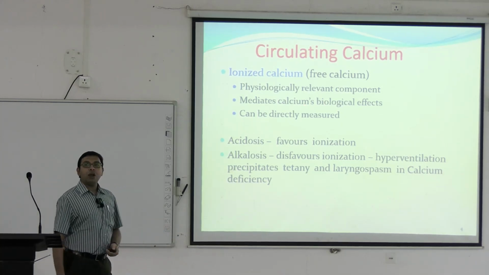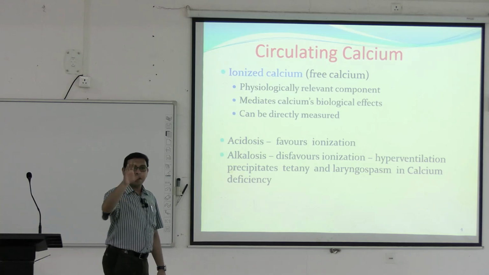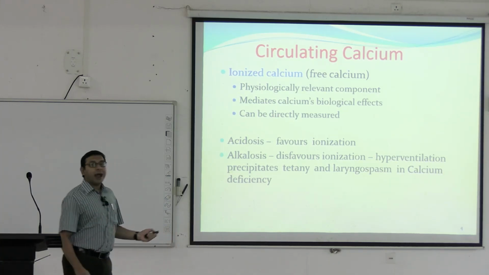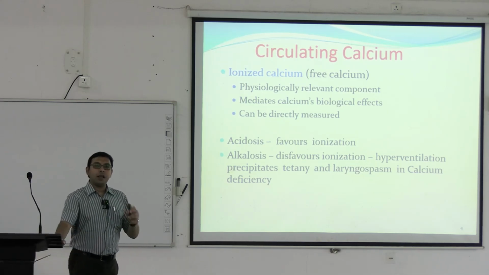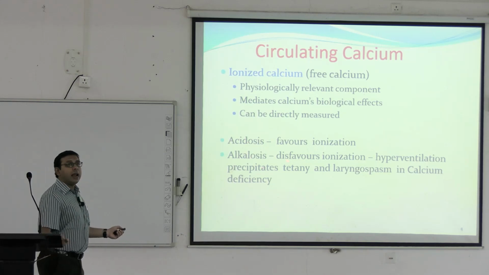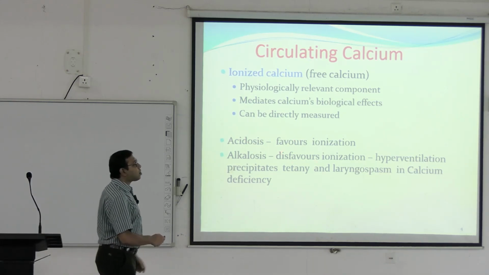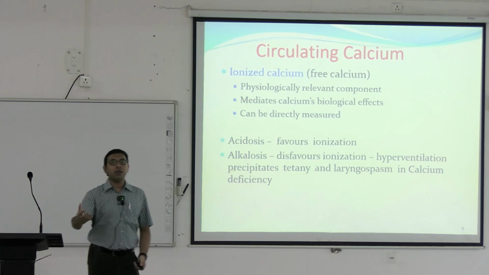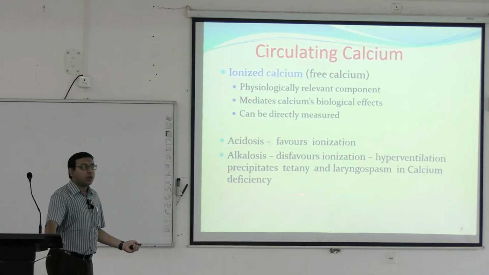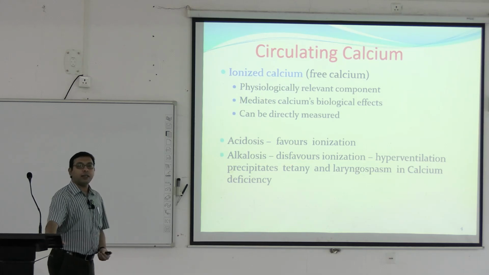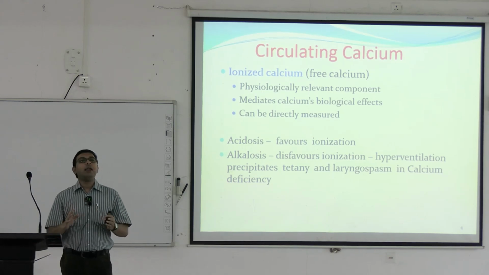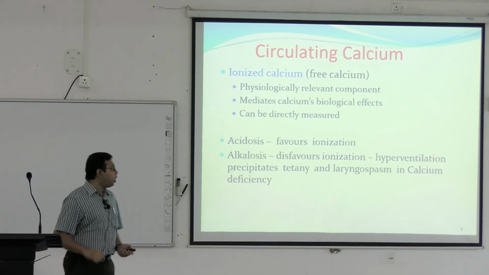It mediates calcium's biological effects. Already we have discussed the different biological or physiological effects of the calcium, and it can be directly measured. We can directly measure the free calcium that is present in the plasma. When there is acidosis in our body, that favors ionization, that is more ionization towards the ionized calcium, and when there is alkalosis, this disfavors ionization, that is there will be more bound form of the calcium when there is metabolic alkalosis within our body.